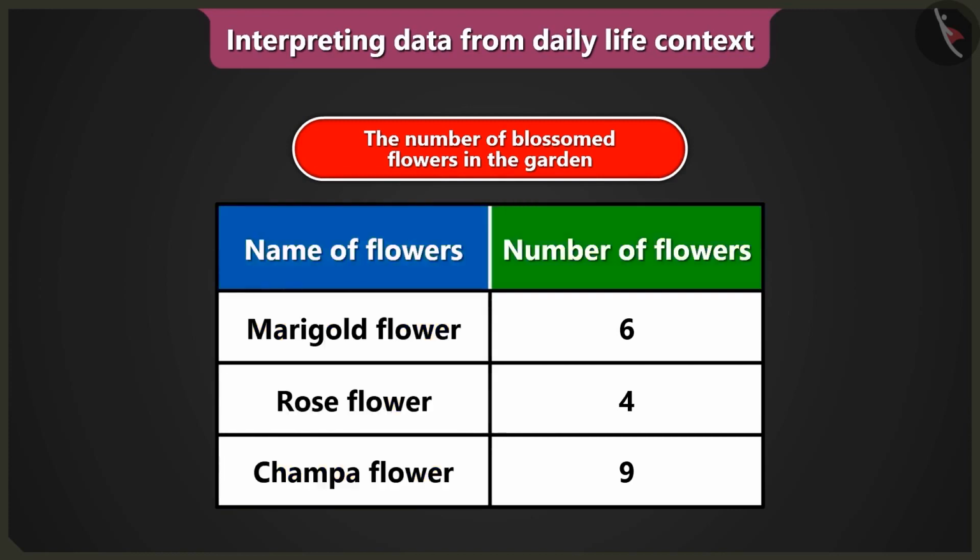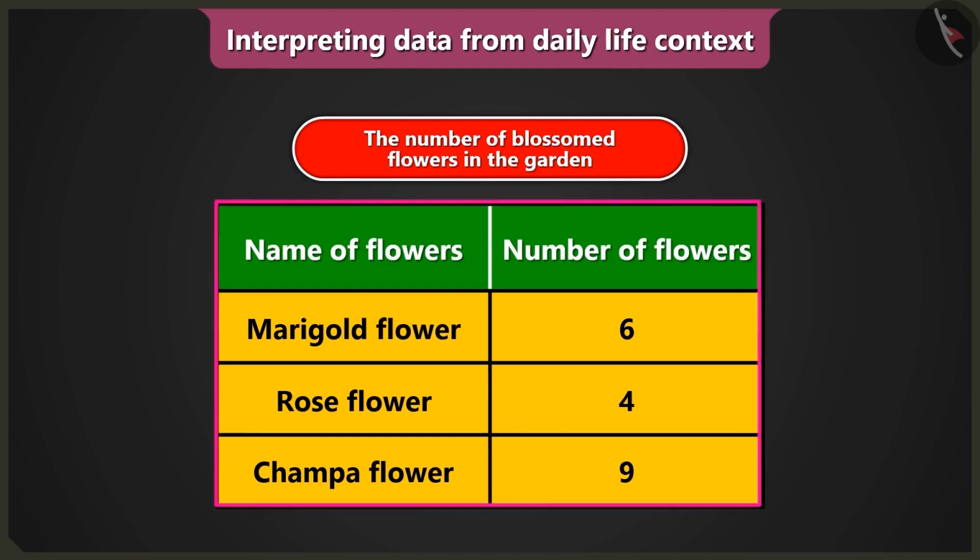Come on, now read the second column. What is the number of flowers? The number of marigold flowers is 6. The number of rose flowers is 4. And the number of champa flowers is 9. Yes, the data collected about the number of blossomed flowers in the garden has been shown in this table.